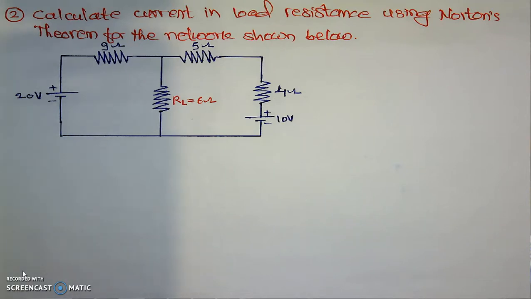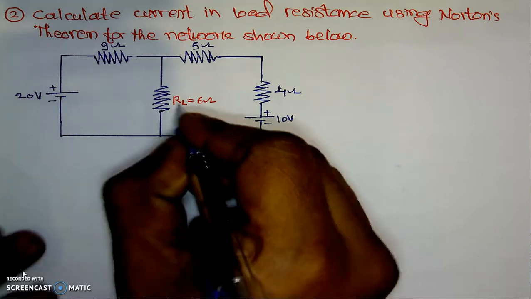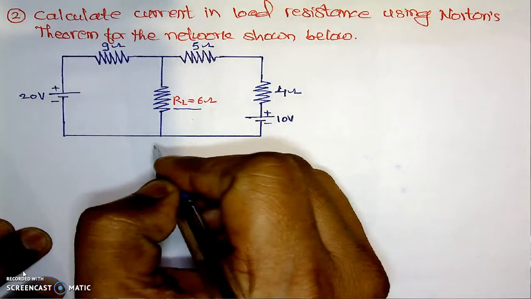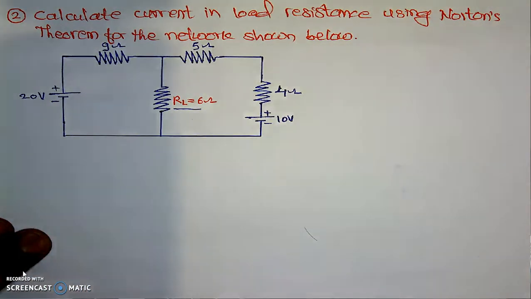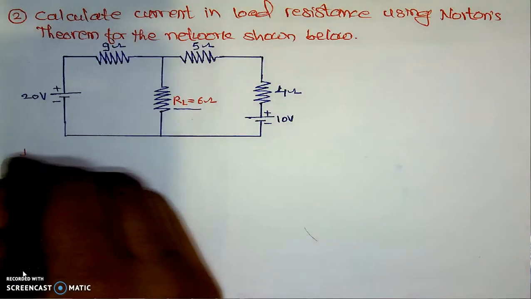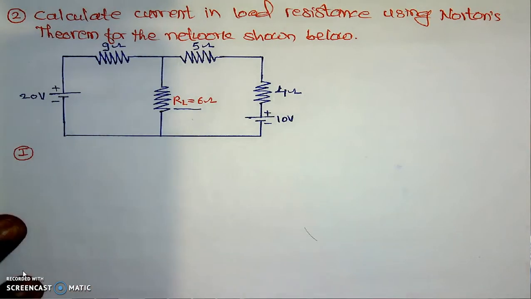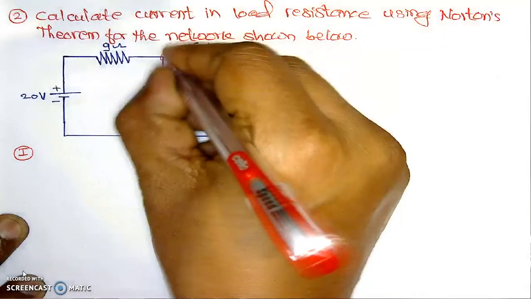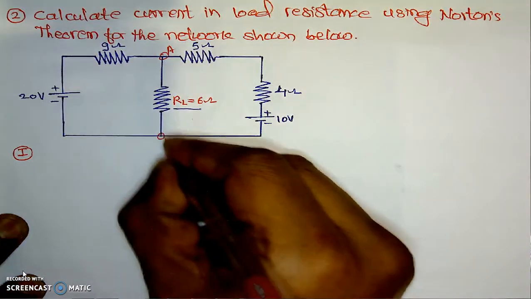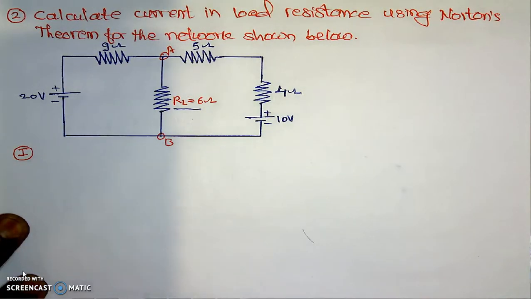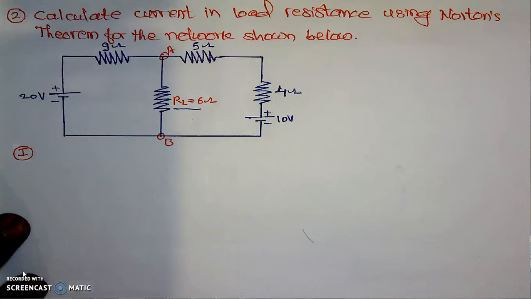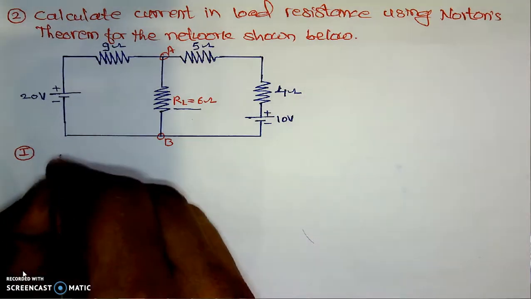In this video, we will calculate the current in the load resistance, which is the 6 ohm, using Norton's theorem. The steps for Norton's theorem are the same as I discussed previously. I will go through the steps. Step number 1 is remove the load resistance and short circuit the output terminals. I will name these terminals: this is A and this is B. First step is remove the load resistance and short circuit the output terminals. I will do the same thing.